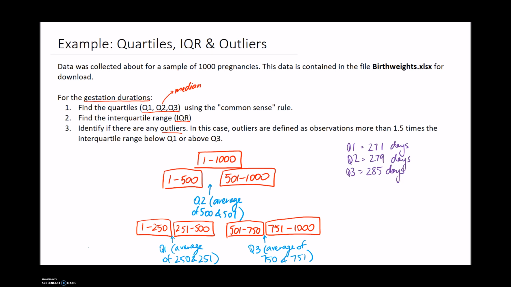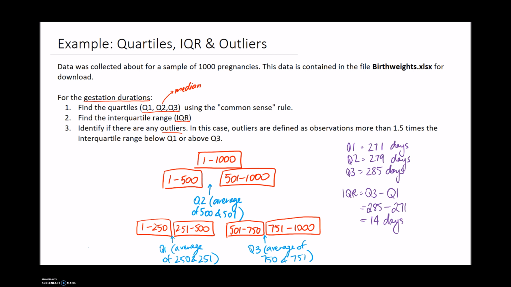Question 2 here is to find the interquartile range, and this is fairly straightforward. The formula to get this is you take the Q3 value and take away from it the Q1 value. Substituting into this equation, Q3 we've already decided was 285, Q1 we decided was 271. If you type this in a calculator, you end up with an answer of 14 days. So that's your interquartile range, and that answers part 2.